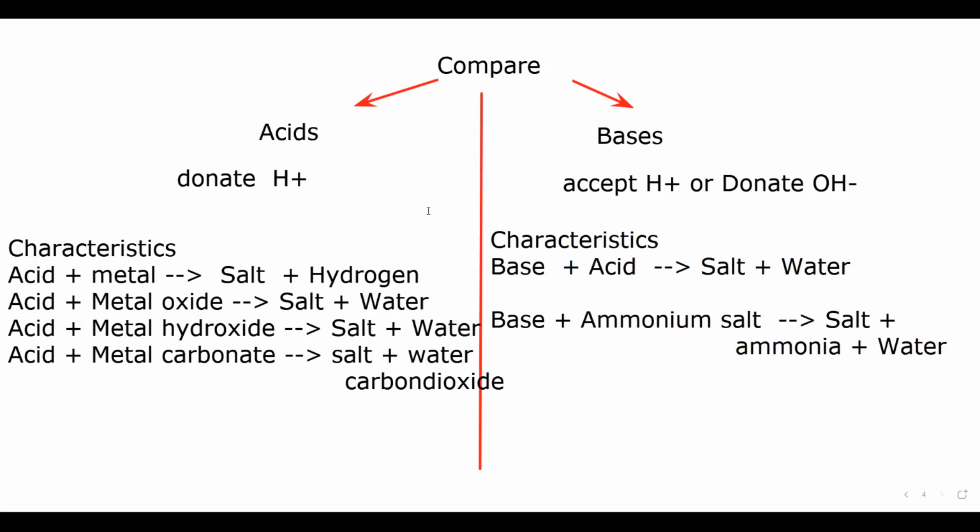Is it clear till this point? The comparison between acid and base. So acids are proton donors and bases are proton acceptors. Acids can react with metal, metal oxide, metal hydroxide, and metal carbonate, whereas base can only react with acid and ammonium salts.